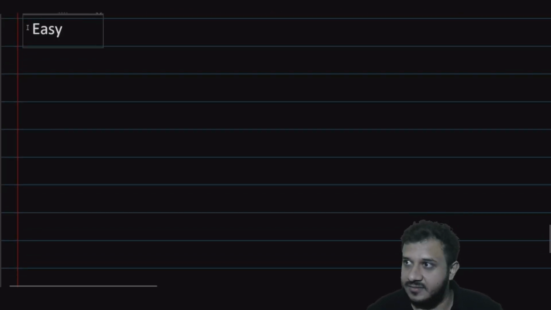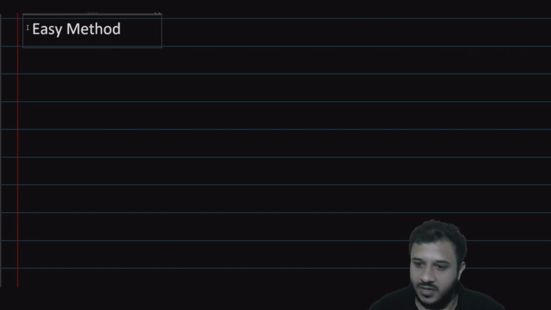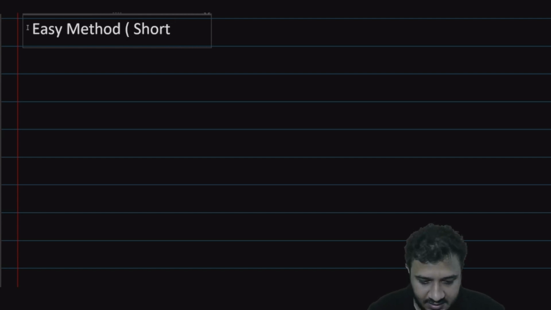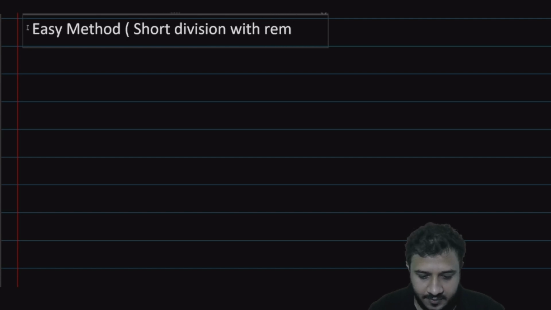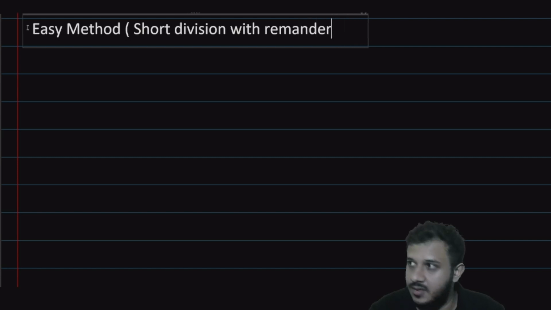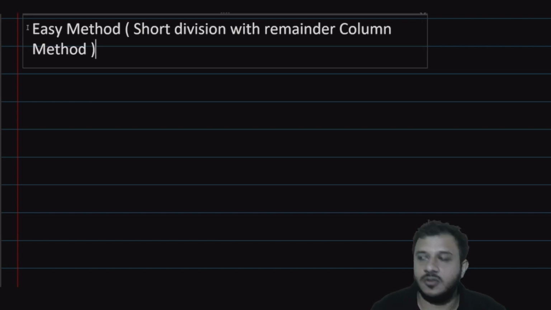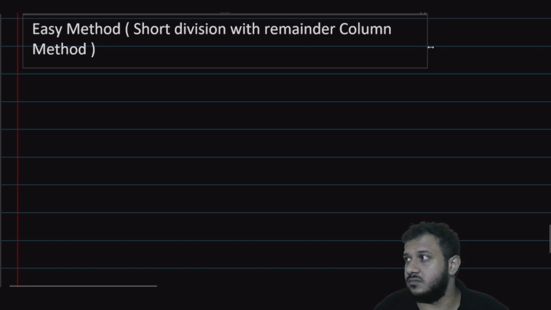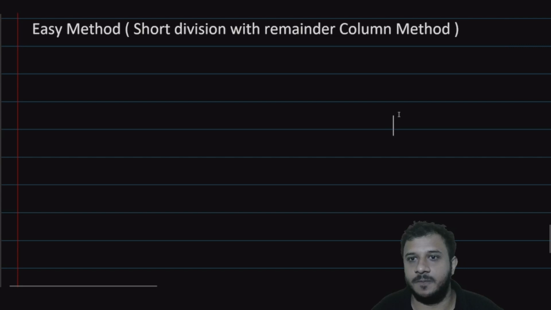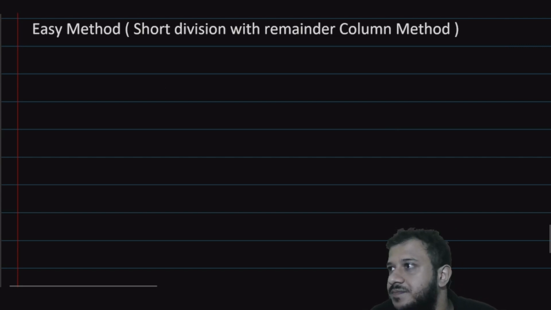So the easy method, or we call it the short division with remainder column method. Short division with remainder column method. So this is how it goes.